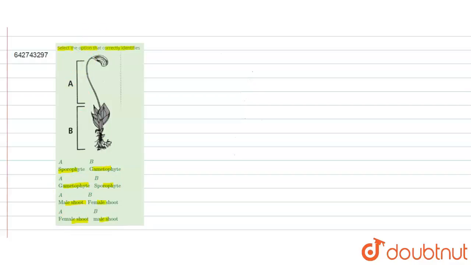So let's first try to understand what this figure is. This figure is that of Funaria, which is a type of moss, and it comes under the category of bryophytes. Now, as we all know, bryophytes are plants in which the main plant body is haploid in nature. What we mean by haploid is that only a single set of chromosomes will be found, and that will be denoted by small n.